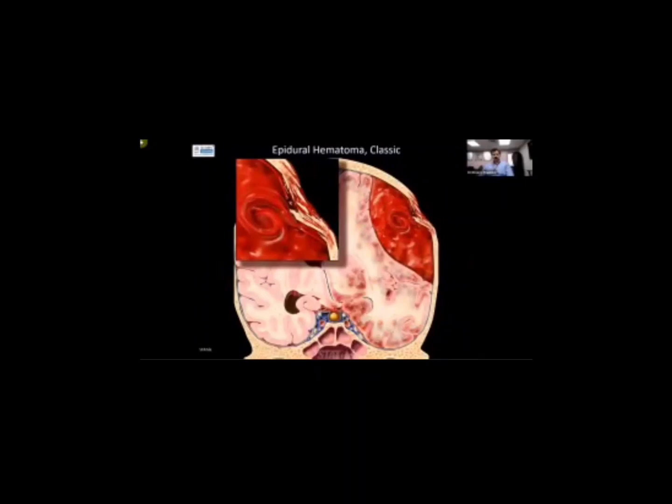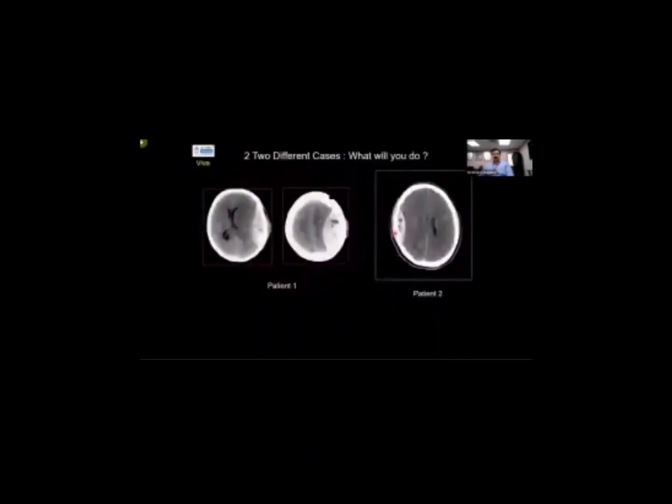So this is it. You see this? It shows you the swirl sign, active bleeding is happening. And this is what is very important in the exam. This is an extradural hematoma. This is another patient, extradural hematoma.